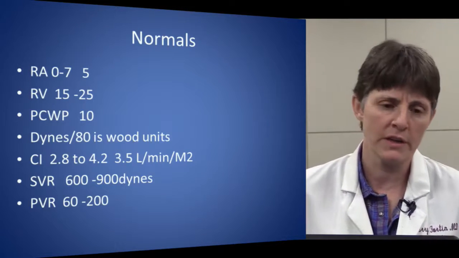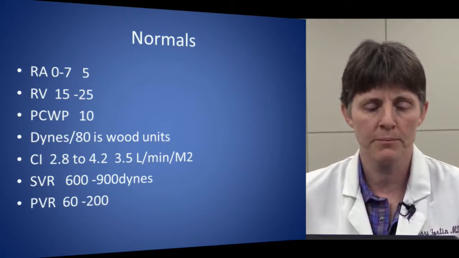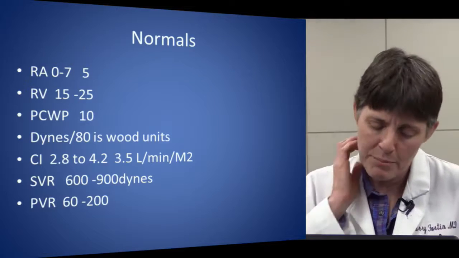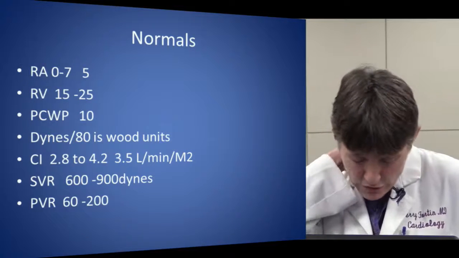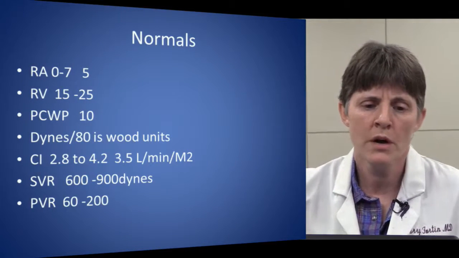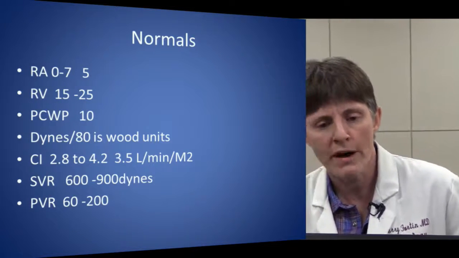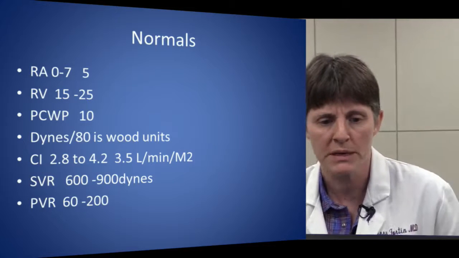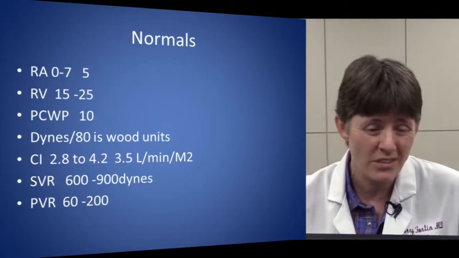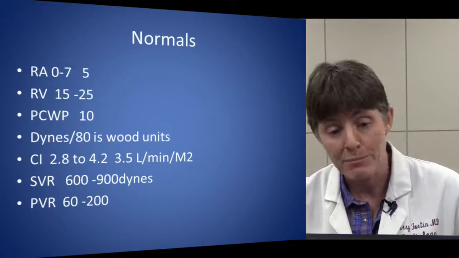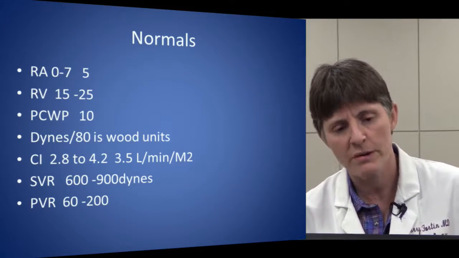As a quick conversion, in the ICU, we often use dynes as our unit of resistance, and if you divide that by 80, it's going to give you wood units, and we'll see that a little bit later. Cardiac index, we'll talk about that a little bit, will tell you about cardiac output if we make everybody a standard size, and normal values are about 3.5 liters per minute per meter squared. Again, our resistances, systemic vascular resistance, is going to be 600 to 900 dynes. Divide that by 80 to get your wood units, and a PVR, or pulmonary vascular resistance, is very much lower.